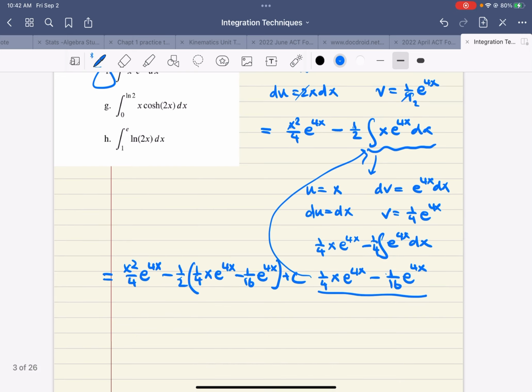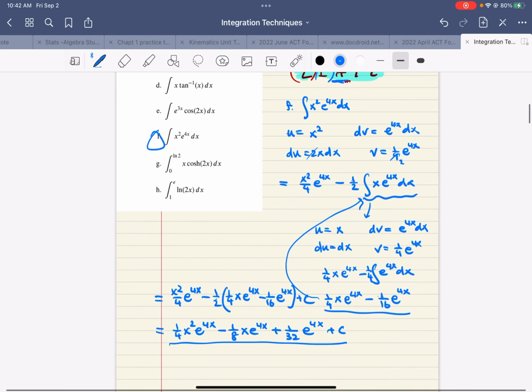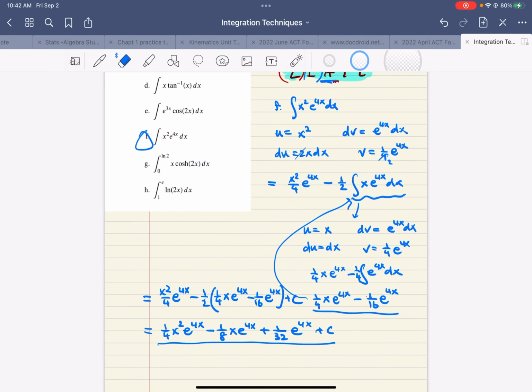Now, let's simplify a little further. So 1/4 x squared e to the 4x minus 1/8 x e to the 4x plus 1/32 e to the 4x plus c. That will be your final answer. Okay, now let's move on.